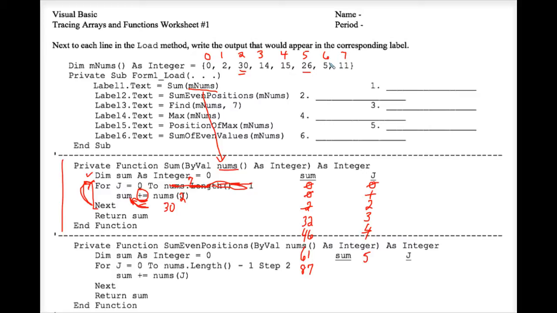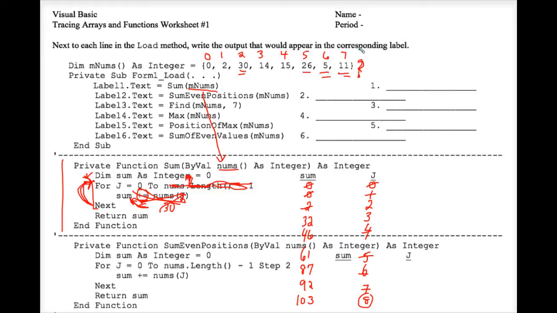Then j is going to bump up to 6, and that's going to cause this 5 to be added into 87 from 92. And finally j is going to hit 7, which tells us that this 11 is going to be added into the 92 for 103, and the loop will go back to the top, and j will hit 8. But because j is 8 at that moment, and 7 is the upper limit, it will not go through the loop that last time, which is good because there is nothing in position 8.